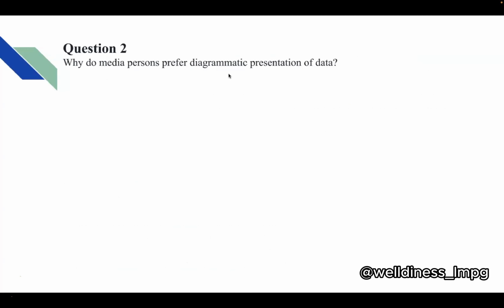Why do media persons prefer diagrammatic presentation of data? Because it's easier to present. Okay, another person. Because it's easier for remembrance. It's like if I'm just repeating what I said before. But yeah, one last person. The students, the viewers can understand it better.